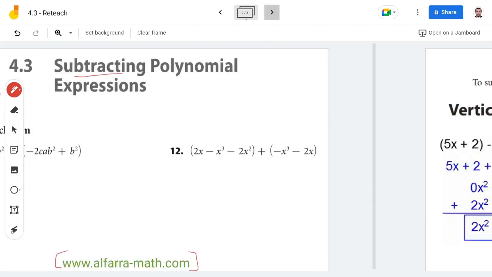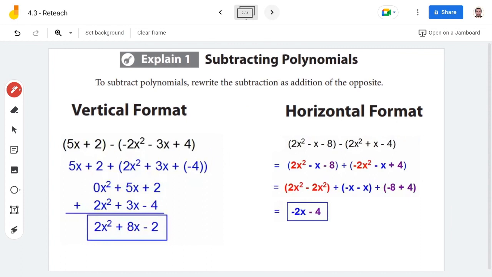Okay, now let's start with the lesson. So as you can see, subtracting polynomials is similar to adding polynomials. Same thing: we have two ways, the vertical format and also the horizontal format. You can use whichever you like if the question doesn't mention a way to use. If the question asks you to use vertical format, you have to use vertical. If the question asks you to use horizontal format, you have to use horizontal format.